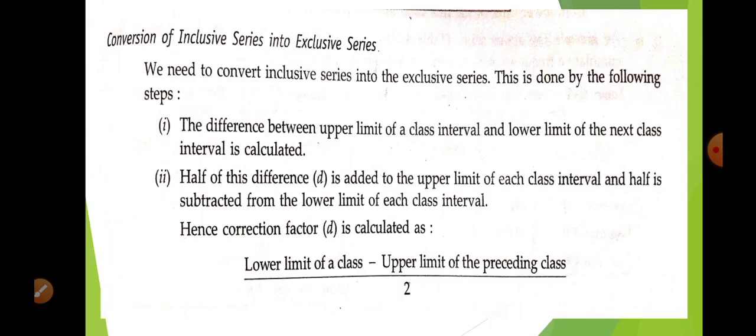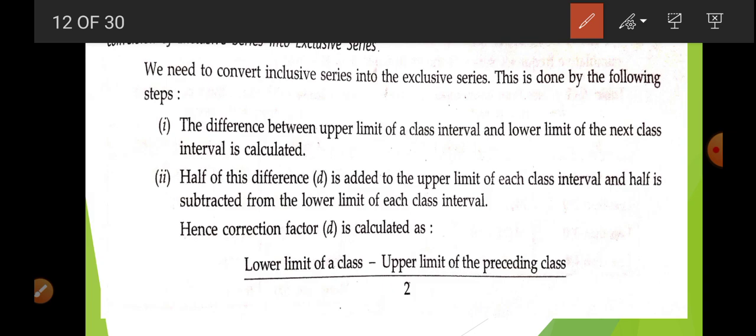Now calculation of median in an inclusive series. Inclusive series is what? A series in which the upper limit of one class interval is not the lower limit of the next class interval. Such a type of series is known as an inclusive series. How are we going to convert an inclusive series into an exclusive series? So this is the way. We have to find out the difference between the upper limit of the first class and the lower limit of the next class. Half should be added to the upper limit and subtracted from the lower limit. So in this way it becomes an exclusive series.